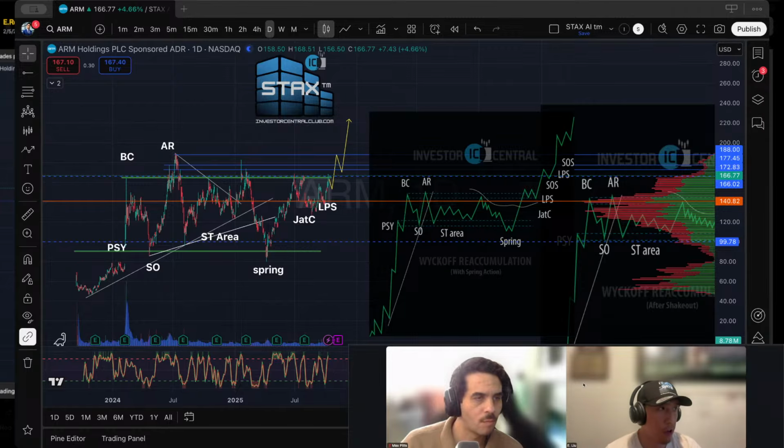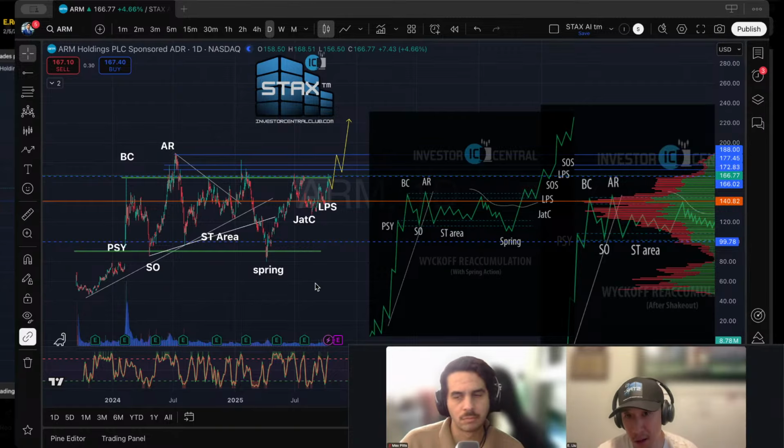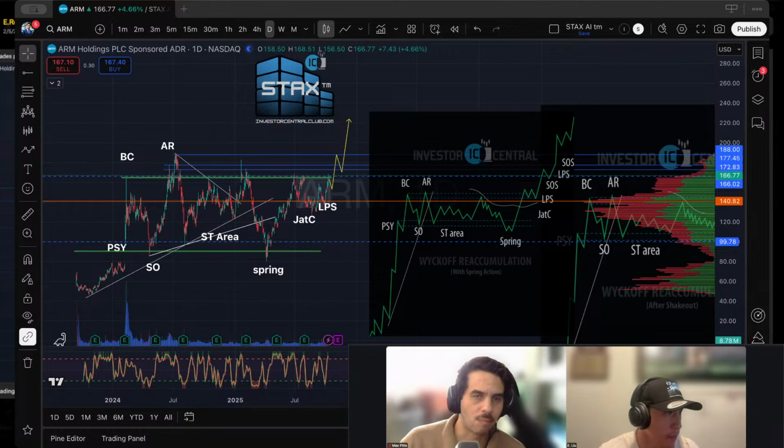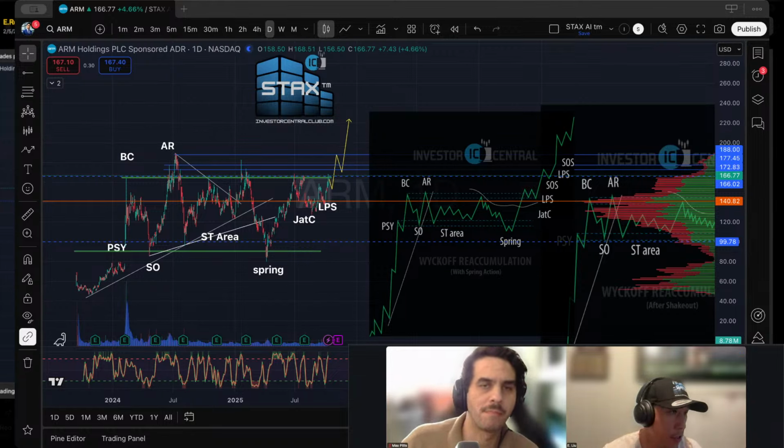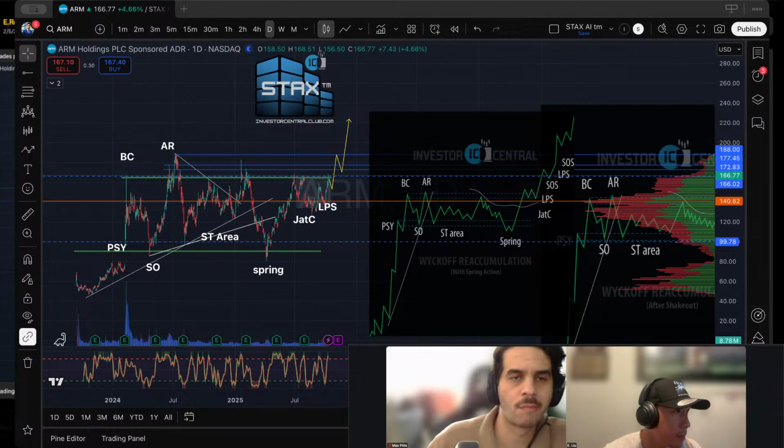Yeah, ARM 2.0 with ICC. I think it's about to happen. If we buy enough time for this one, I would not be surprised to see this back over $200 pretty quick. The move would be fast too, is the idea.